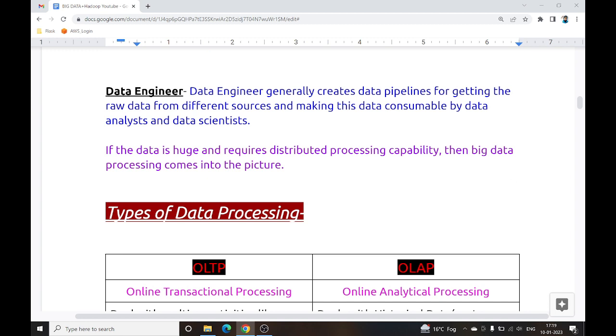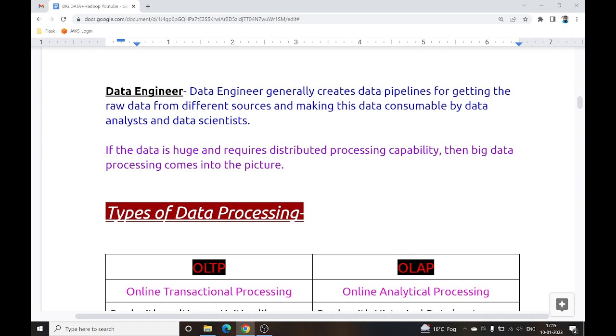Now, some of you might think what exactly a data engineer does. A data engineer generally creates data pipelines for getting the raw data from different sources. You might think, if you have some data, why is a data engineer required? We know data is the new oil. Every company and every business is generating a lot of data day by day. So we can't just get the data from the data source and ingest it into a data warehouse or database, and do data processing, nothing like that.